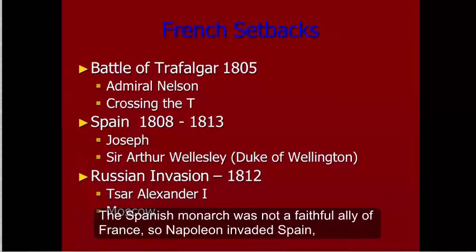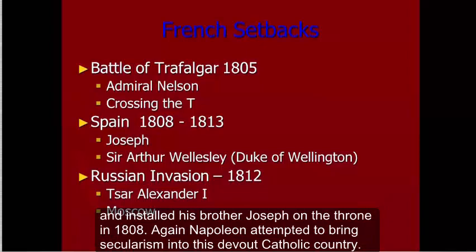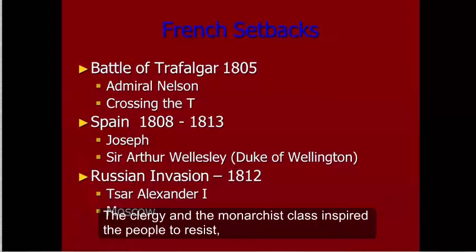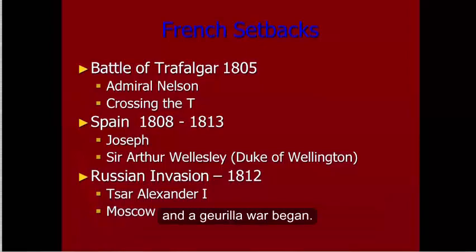The Spanish monarch was not a faithful ally of France, so Napoleon invaded Spain and installed his brother Joseph on the throne in 1808. Again, Napoleon attempted to bring secularism into this devout Catholic country. The clergy and the monarchist class inspired the people to resist, and a guerrilla war began.